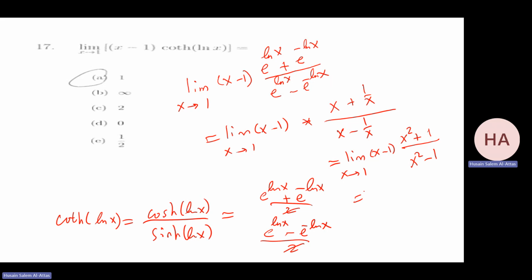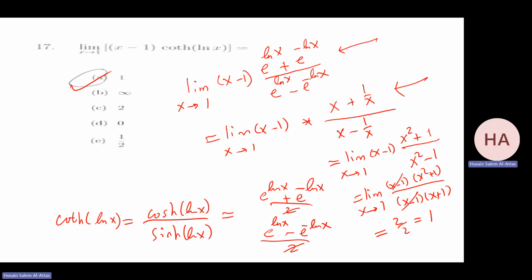And that will be the limit as x goes to 1 of (x minus 1)(x squared plus 1), where x squared minus 1 is (x minus 1)(x plus 1). This cancels. Substitute, you get 2 over 2, which is 1. So I just substitute, do the calculations, then factor, like the limits in 2.3.